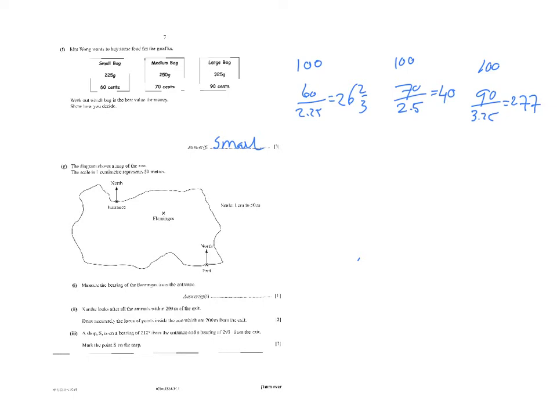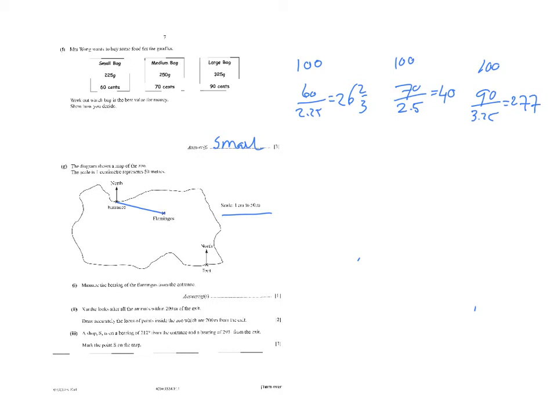The diagram shows a map of the zoo. The scale is 1 centimeter represents 50 meters in real life. You can see the scale also on the side. Measure the bearing of the flamingos from the entrance. A bearing is always starting from the north in a clockwise direction. You're going to need a protractor to do this. What you could do to help yourself is to draw the line, and you can do a better job than I can. This is on a tablet.